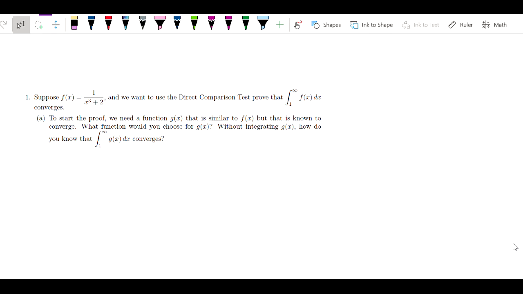Anyway, first one. Let's suppose that f of x is 1 over x cubed plus 2, and we want to use the direct comparison test to prove that the improper integral from 1 to infinity of f of x dx converges.